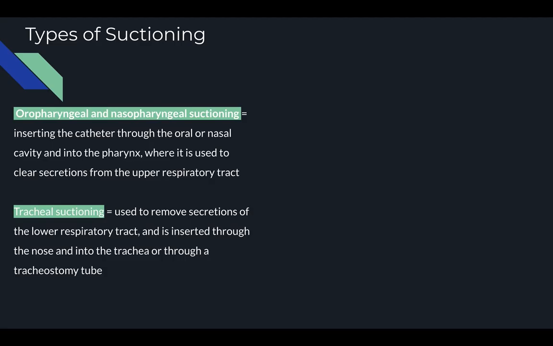The next type of suctioning is nasotracheal and endotracheal. This is used to remove secretions of the lower respiratory tract and is inserted through the nose and into the trachea or through a tracheostomy tube. This procedure is sterile since it goes so much lower into the airway, which is more receptive to bacteria.